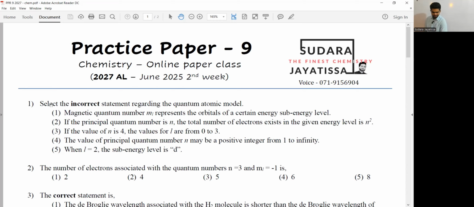Okay, so look at the question. Select the incorrect statement regarding the quantum atomic model. Okay, so there are 5 statements. You have to select the incorrect one. So we have to quickly refresh our knowledge regarding these quantum numbers, right?